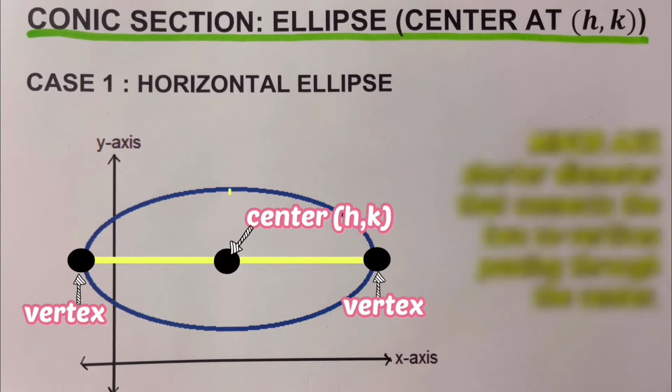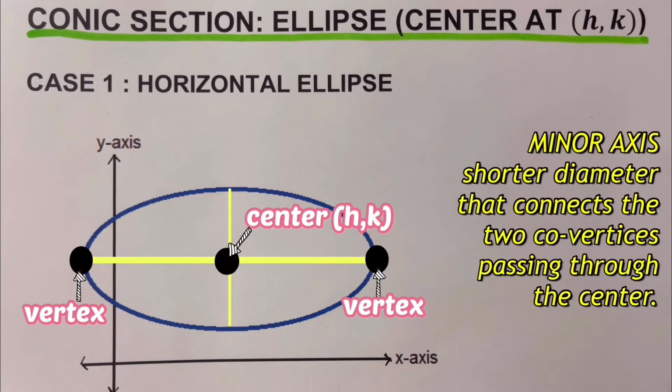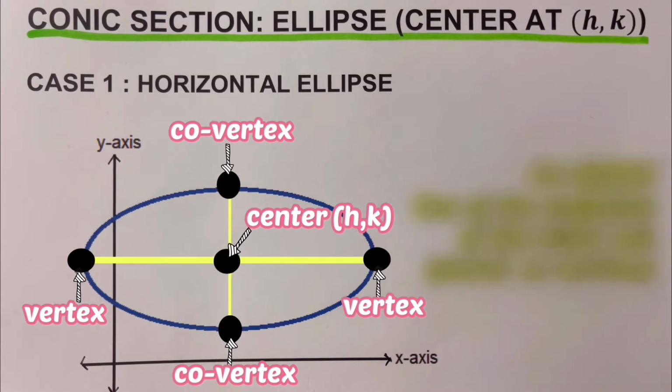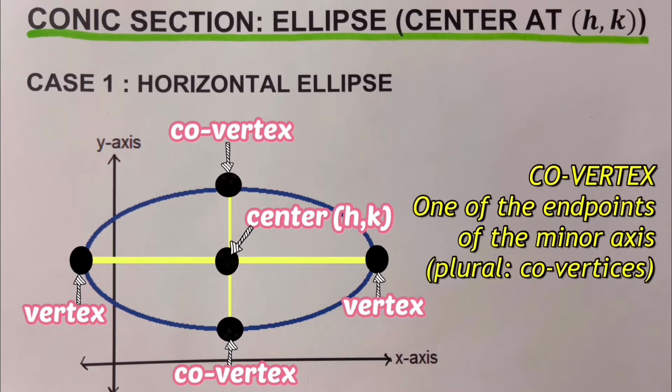Another part is the minor axis. The minor axis is a line segment that connects the two co-vertices passing through the center. So the endpoints of the minor axis are the co-vertices, and there are two of them. By definition, a co-vertex is the endpoint of the minor axis. And again, there are two of them.